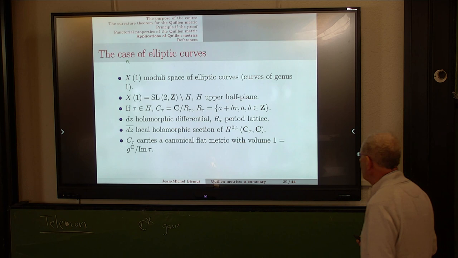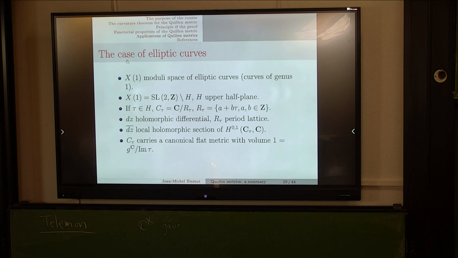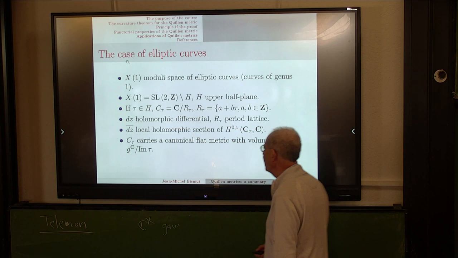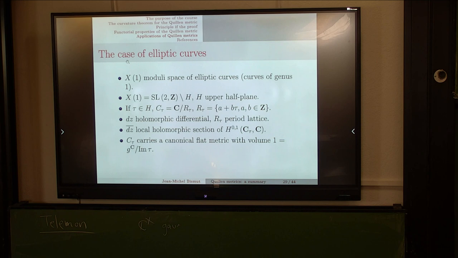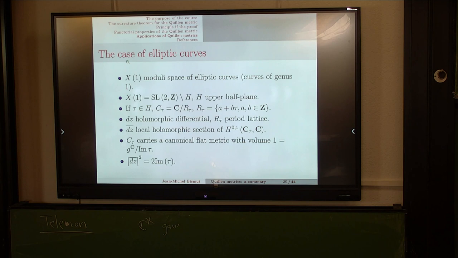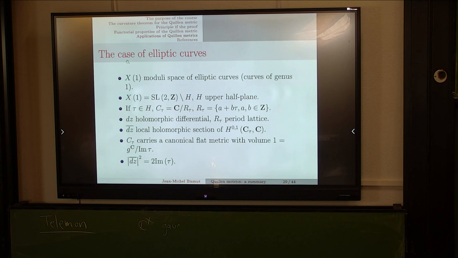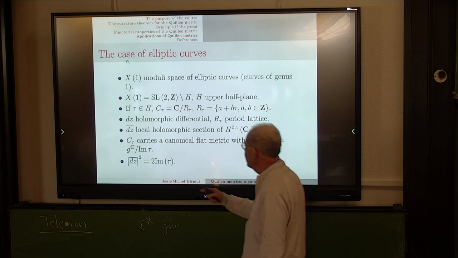Now, what I'm saying is that the curve C tau, for tau fixed, carries a canonical flat metric with volume 1. So the metric g_C divided by Im of tau is the canonical flat metric with volume 1. Let me also point out that on the space of anti-holomorphic differentials, or holomorphic differentials, we have a canonical L2 norm, which is obtained by integrating over C tau the form dz bar wedge dz. Essentially, what you get is that the norm of dz bar squared is given by 2 Im of tau.